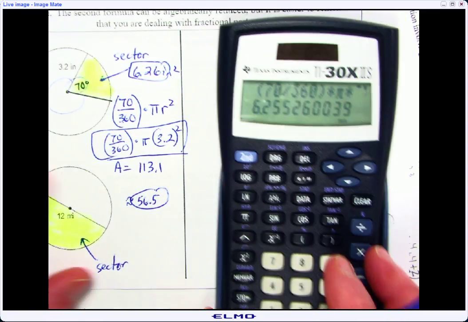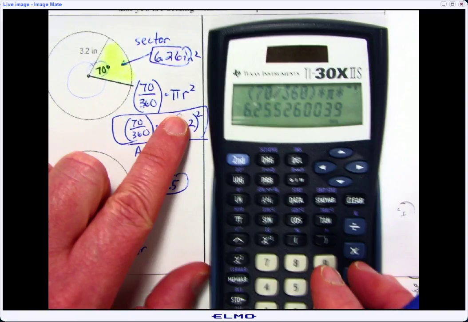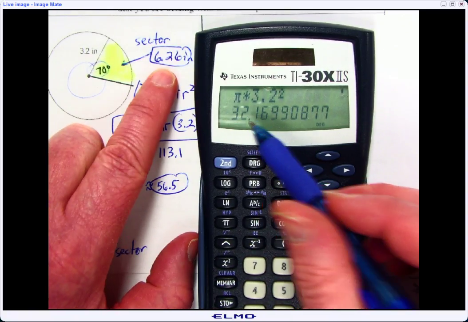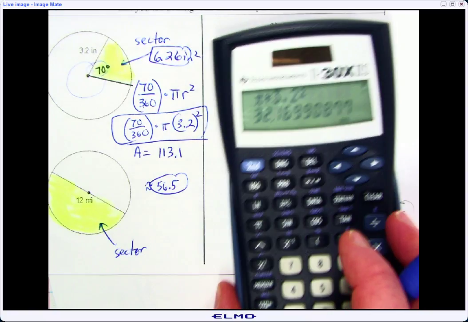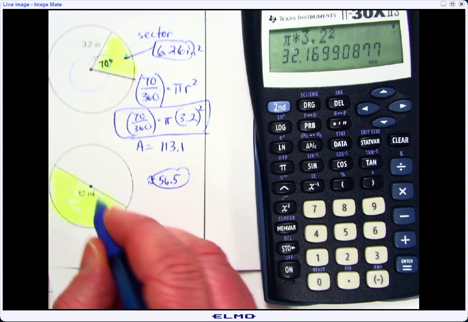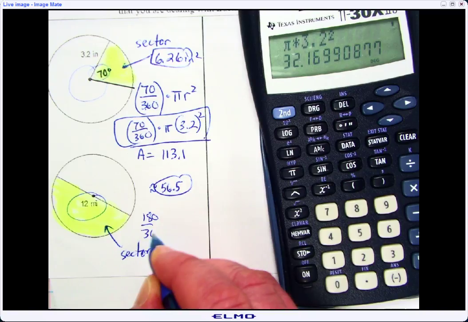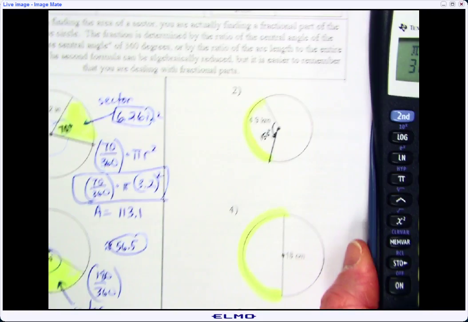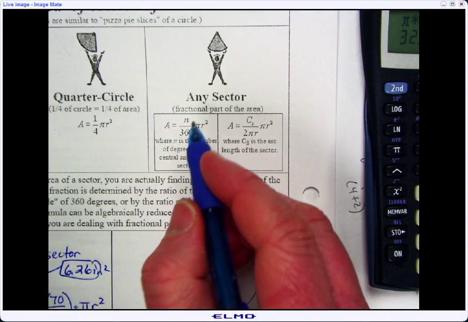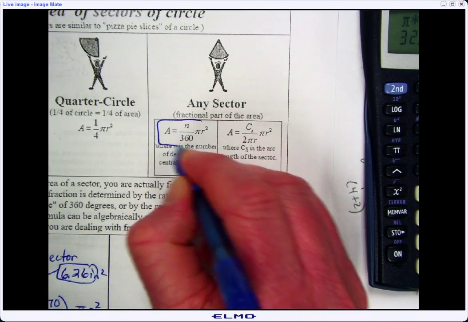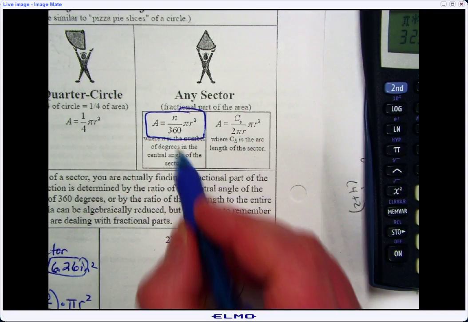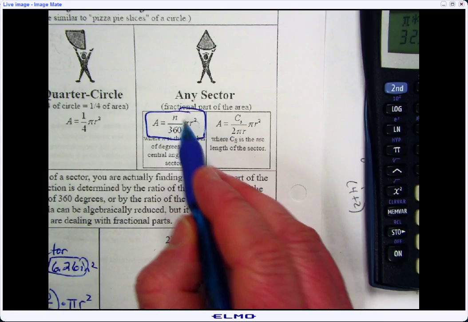Because the entire circle is pi times 3.2 squared, which is 32. So it's a fraction of that circle. The same thing would have worked down here. This is half a circle because 180 out of 360 reduces to a half. Okay, so the area of a sector has a formula, and it's right here. So this is all in the back of your page. I'm adding some stuff to it. Number of degrees out of 360 times pi r squared. But just understand you're taking a fraction of the area.